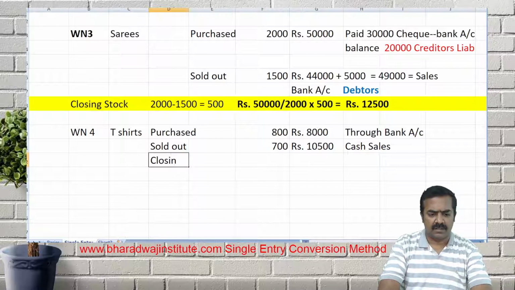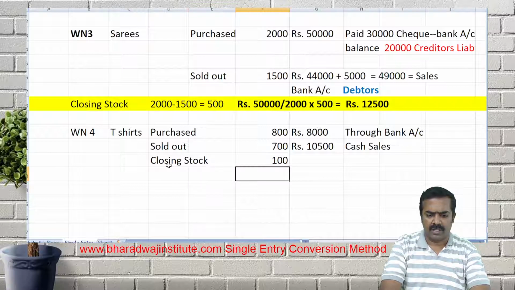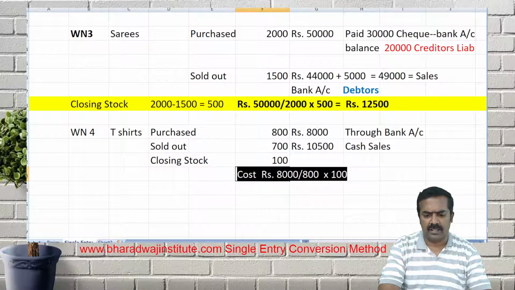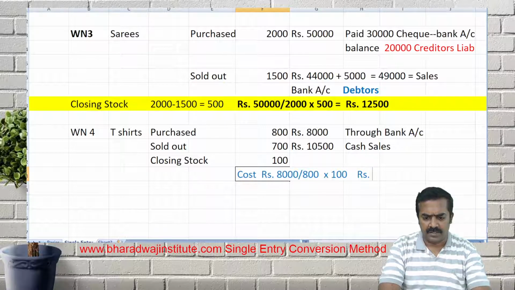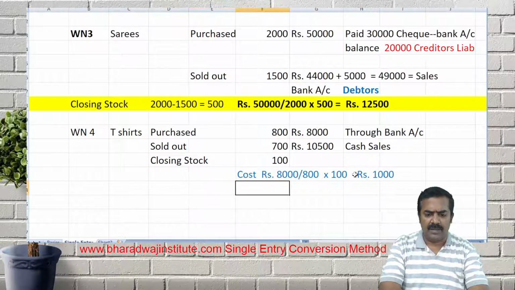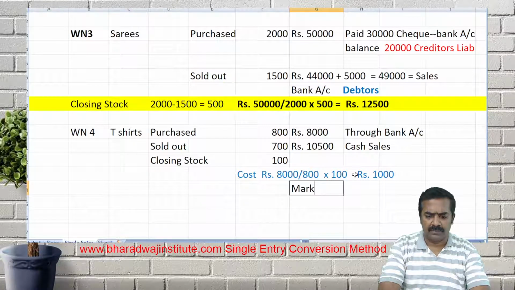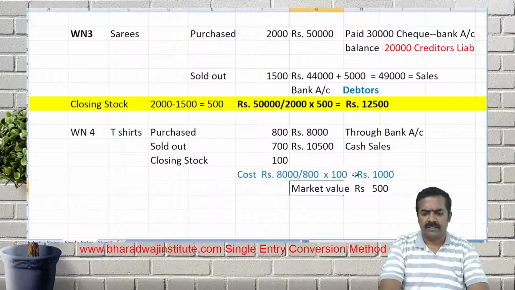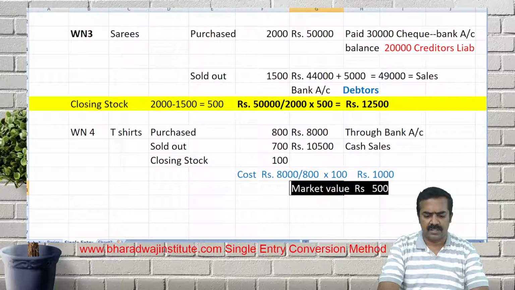So closing stock, how much will it be? 100 will be there. Look at its cost: rupees 8,000 is for 800, so what is for 100? 1,000. Rupees 1,000 is the cost. I will be lucky enough to get market value. What is the market value? Rupees 500. Whichever is less will be taken.